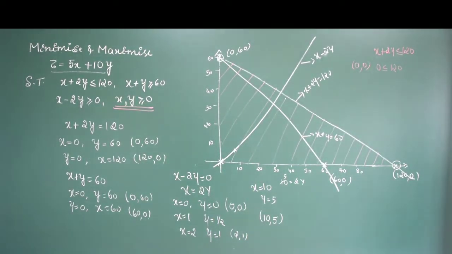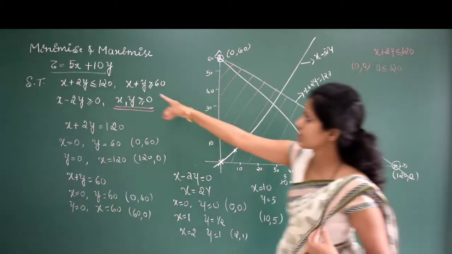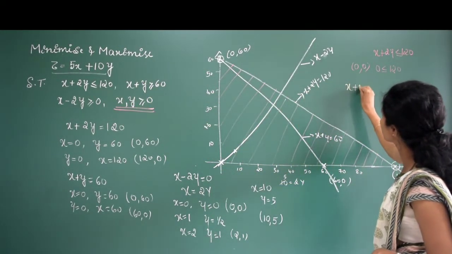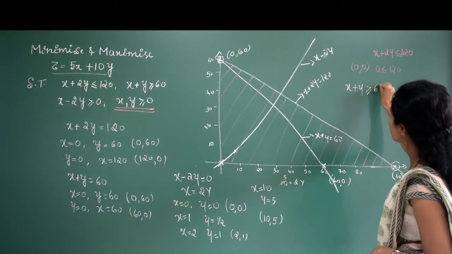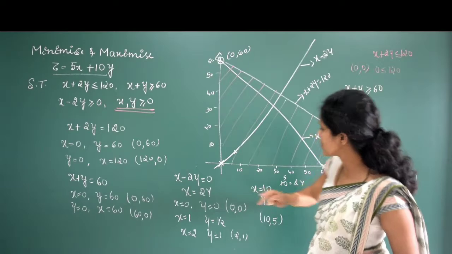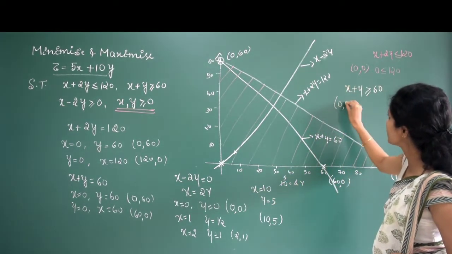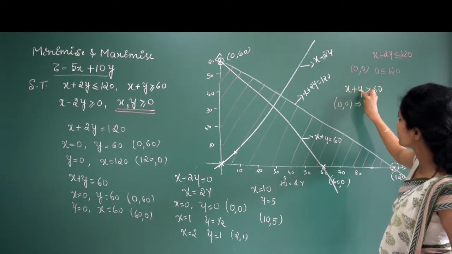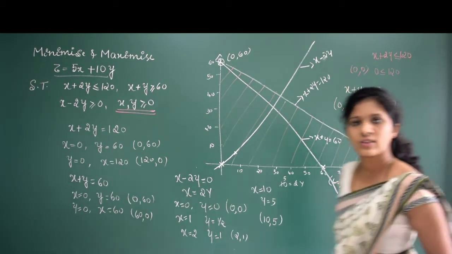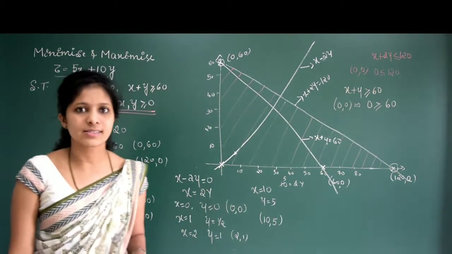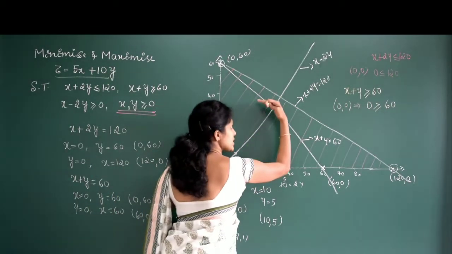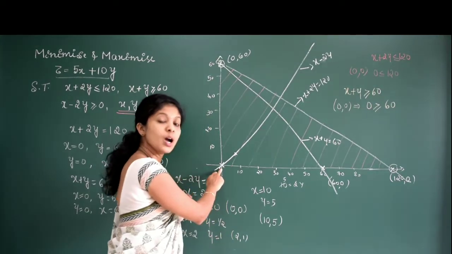We check with the second one. See here, what is the equation? X plus y greater than or equal to 60. Yes. So this is a line. If I substitute the origin, that is 0, 0, x is 0, y is 0. 0 is greater than or equal to 60. Is it true? No, right? 0 is less than 60. So the solution region of this one does not include the origin part.